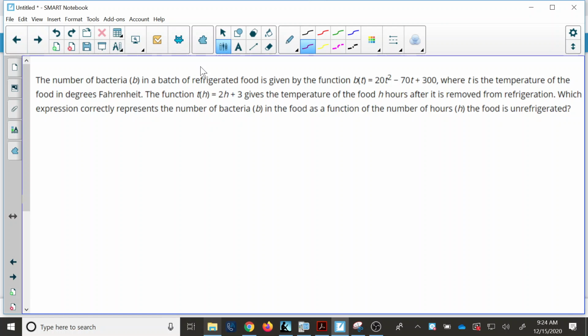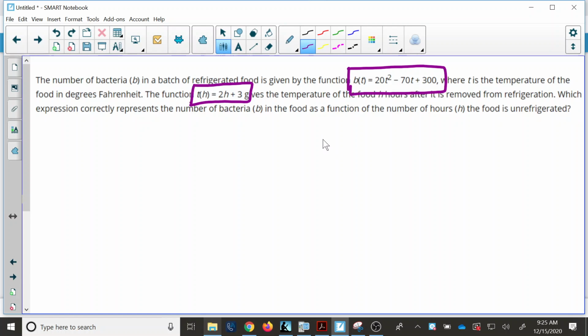The number of bacteria in a batch of refrigerated food is given by the function b of t equals 20t squared minus 70t plus 300, where t is the temperature of the food in degrees Fahrenheit. The function t of h equals 2h plus 3 gives the temperature of the food h hours after it is removed from the refrigeration. Which expression correctly represents the number of bacteria in the food as a function of the number of hours the food is unrefrigerated? So there are two functions here. The first function gives you the number of bacteria in terms of a temperature, t, right?